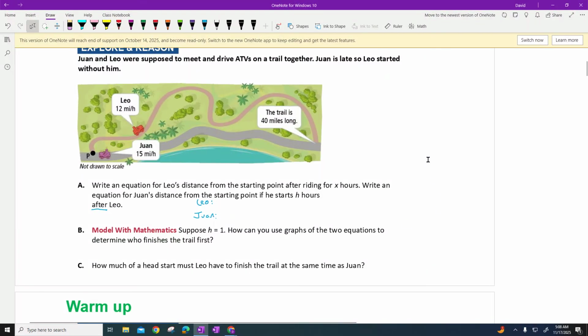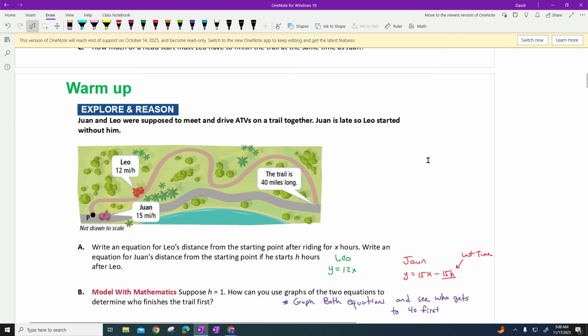And then how much of a head start must Leo have to finish the trail at the same time as Juan? A lot of kids skip these because they require some higher thinking. But do your best shot, and then you can at least think it through. And then we'll look at my answer and how I approached it. There's a couple ways that you could approach this, but I'll show you the way that I did it. All right, so pause your video. Give these guys your best shot.